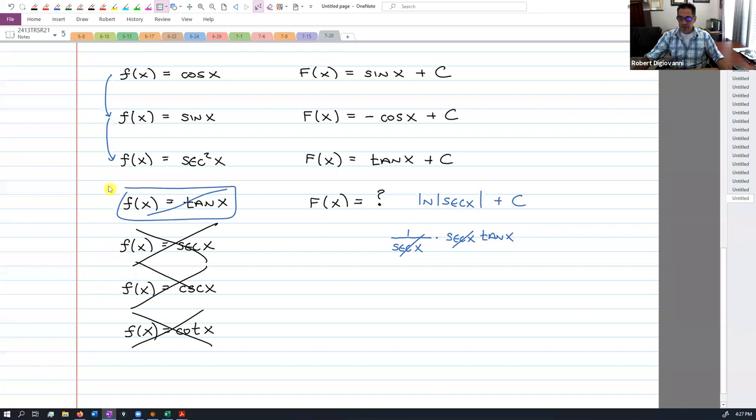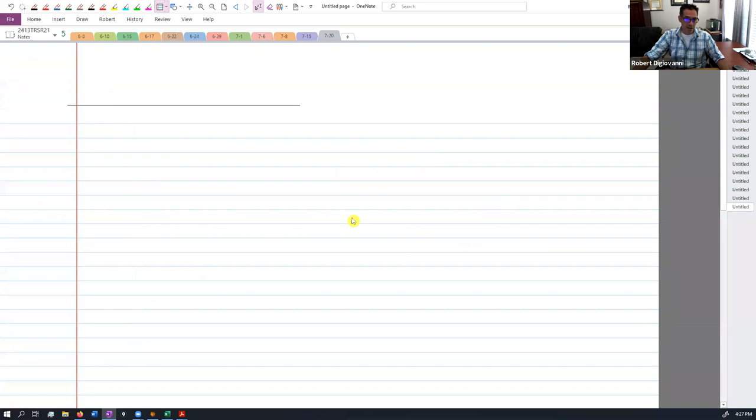The whole point of antiderivatives: we know why derivatives are important, right? Derivatives are important because you can get slopes of tangent lines. You can use that to find maxes and mins. You can do optimization problems, related rate problems. There's a lot of different things you can do application-wise with derivatives. The question becomes, what are antiderivatives good for?